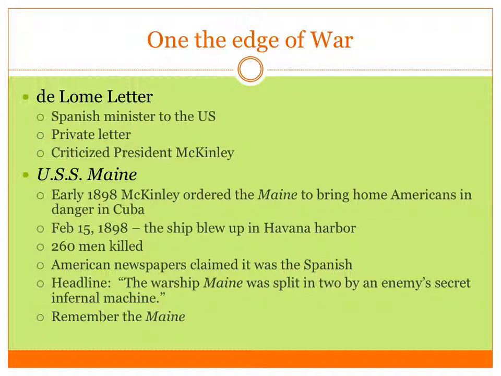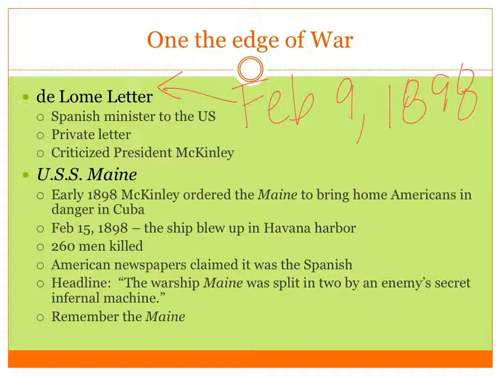The first is the DeLome letter, which is written by the Spanish minister to the U.S. So a Spanish man living in the U.S. is going to write a private letter. And the president at the time was President McKinley. In this letter, he criticizes President McKinley. On February 9th, 1898, that letter is found and published, and America starts, it's just a little bit more of the teeter-totter effect of falling towards this hatred of Spain.